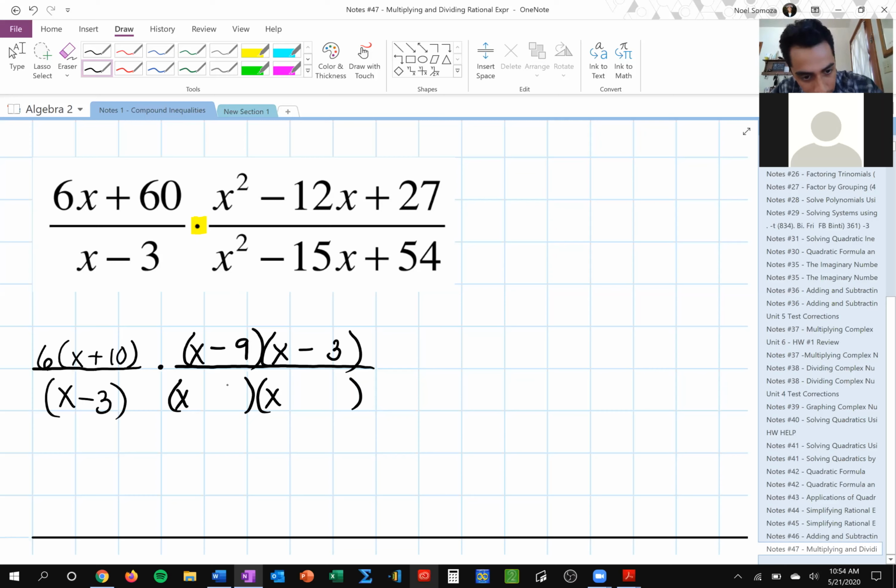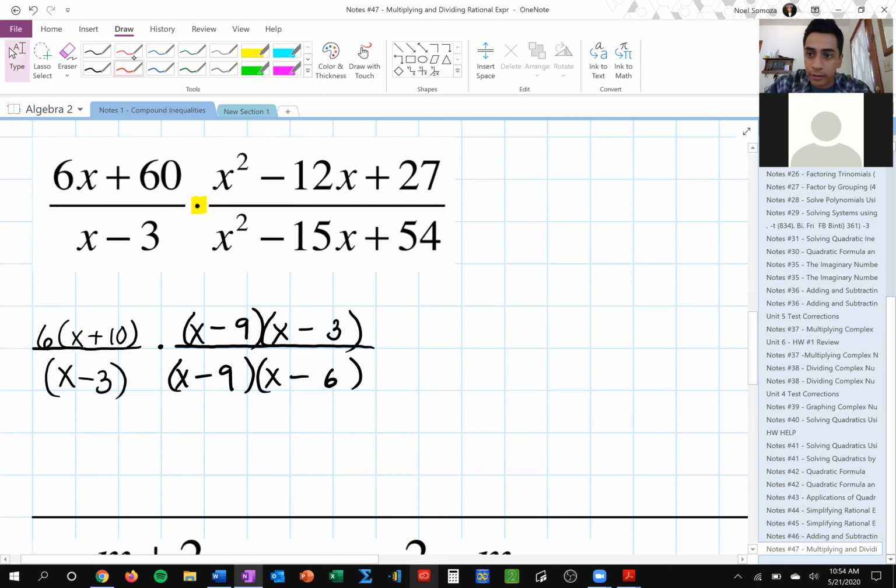Yeah, we have a 9 and a 6 this time. And again, it's a similar scenario because they're multiplying to be positive. So we have a -9 with a -6. Okay, so everything's factored out. Let's get our excluded values out of the way.